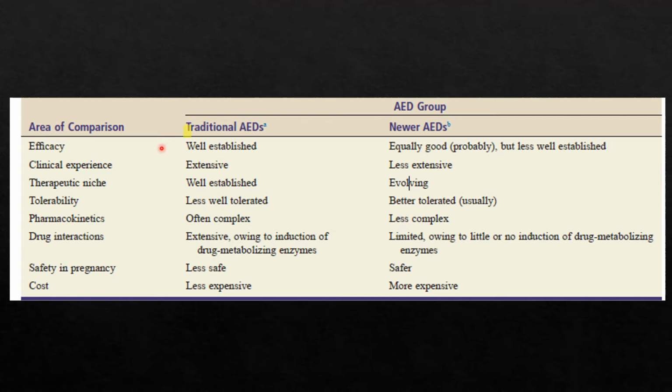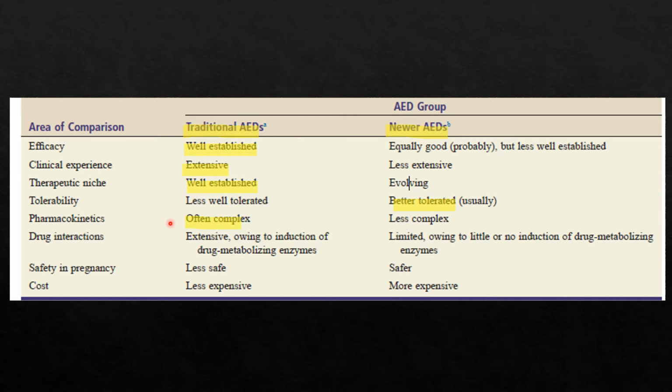For the efficacy, the traditional AEDs are well established, while the newer AEDs have equally good but less well established efficacy. Traditional AEDs have extensive clinical experience with a well-established therapeutic niche. The newer AEDs are better tolerated compared to the traditional AEDs.